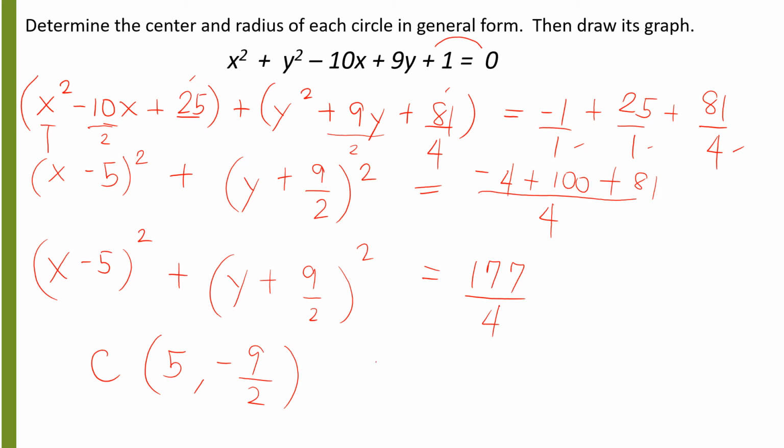Ano naman ang ating radius? It is simply what? The square root of 177 over the square root of 4. So, yan ang magiging case natin. Since wala namang square root ang 177, wala siyang factors na kung saan ay perfect square ang isa, right, square root of 177. And then square root of 4, nagkataon ay 2. So this therefore is our radius.